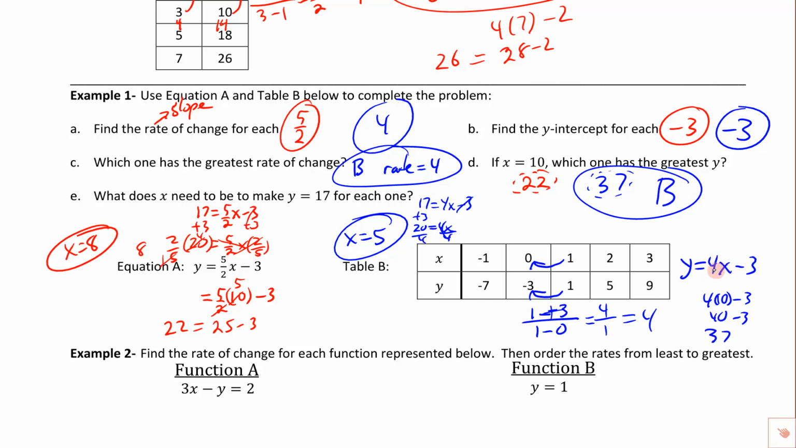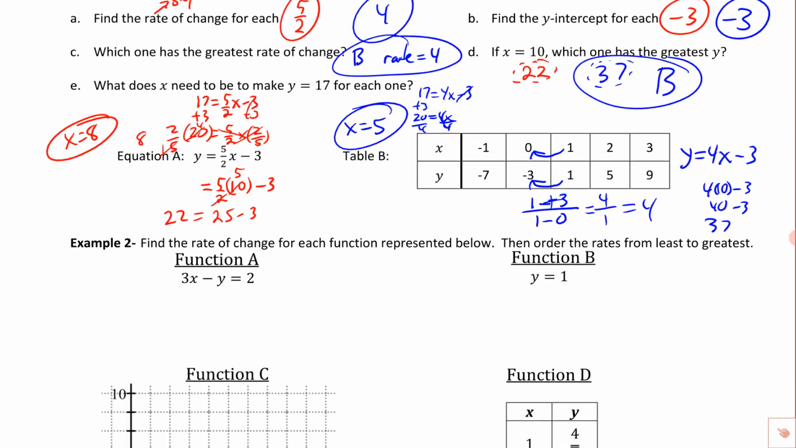Okay, each one of those would produce a 17, and if we double check that, watch what happens if we put a 5 in here. 4 times 5 is 20, 20 minus 3 is 17, so we're in good shape there. And on this one, there's the equation right here, so if we plugged that in here, this would be 5 halves times 8. The 8 and the 2 would cancel to be a 4. 5 times 4 would be 20 minus 3. We end up with that 17 like we want.